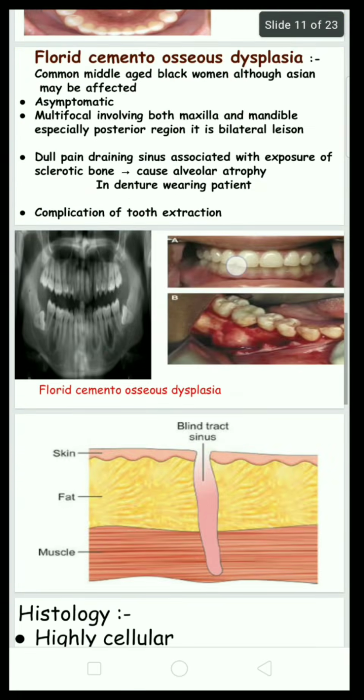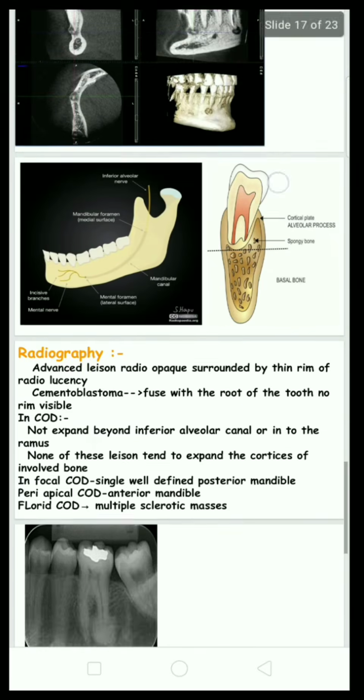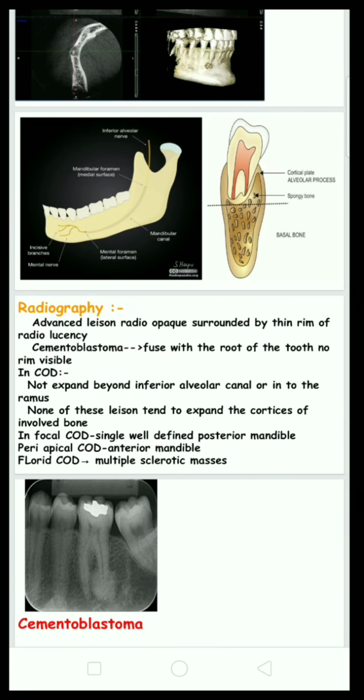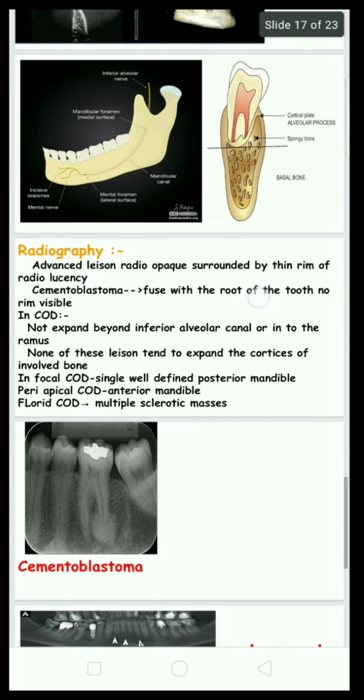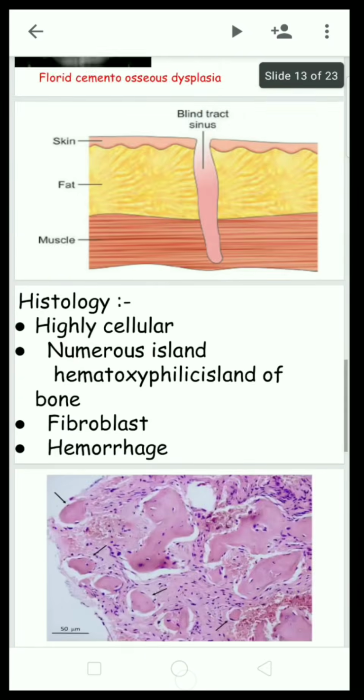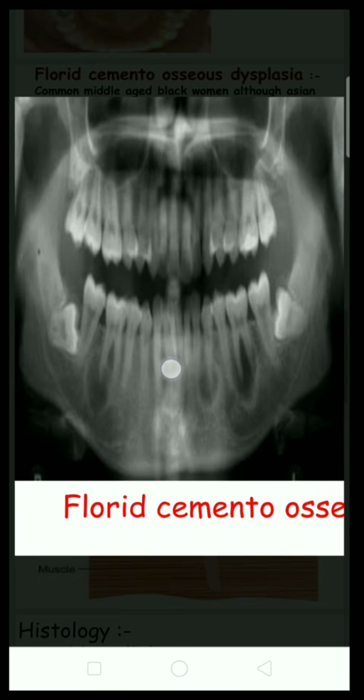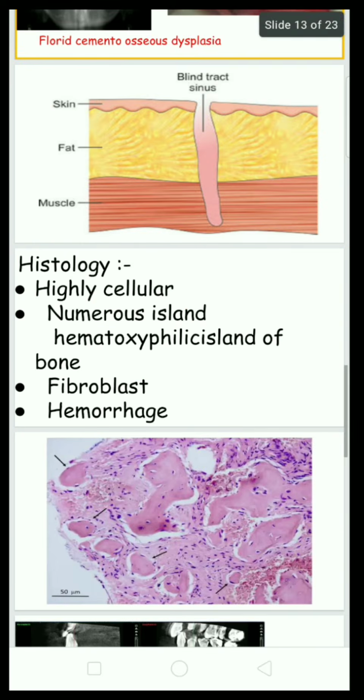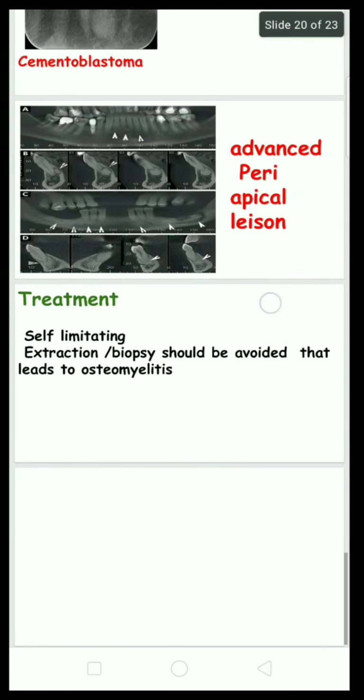It is particularly seen in the periapical regions, so it is called periapical cemento-osseous dysplasia, especially in the anterior mandible. In florid cemento-osseous dysplasia, multiple sclerotic masses are seen like this, and these are a characteristic radiographic feature. The treatment: it is self-limiting, so it doesn't need treatment, but extraction or biopsy should be contraindicated, as that leads to osteomyelitis.